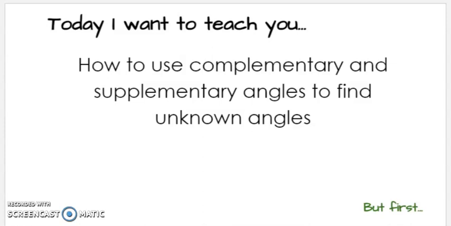Hello, favorite seventh graders. Today I want to teach you how to use complementary and supplementary angles to find other unknown angles. Make this the title of the next free page in your math notebook. After you have done that, close it up, concentrate, and I'll let you know when it's time to open it again.